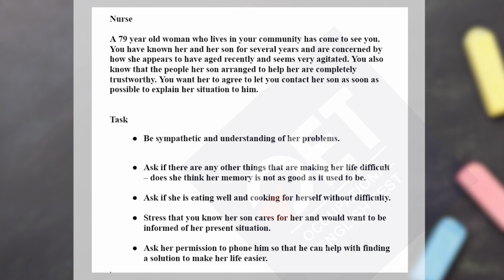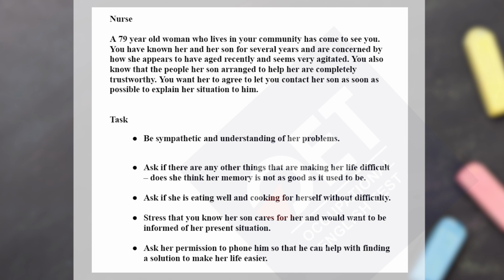Okay, so here a 79-year-old woman is here who lives in your community. You have already known her for several years, and her son also. Okay, so it's a known case. And the patient is very aged and she's agitated also, and her son has arranged some people to help her, for her house help maybe, and they're trustworthy, you know already, and she's having some problems with them. You want her to agree, so you need to convince her to let you contact her son so that you can explain his mother's situation to him. You need to convince her.